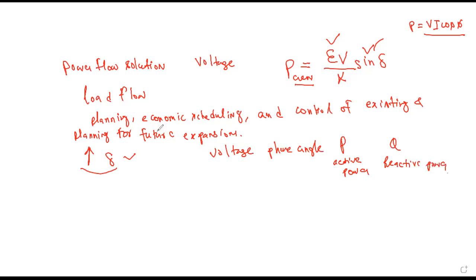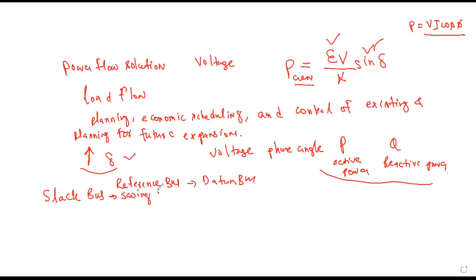So how to identify these terms? To identify these terms, we require some buses. The number one bus is called the slack bus. This slack bus is also known as the reference bus. In some books it's also written as the datum bus. Okay, so this is a very important bus. Also known as swing bus. So not datum, swing bus. I just forgot, I was thinking about the datum node. It is called slack or swing bus. This bus is basically taken as a reference.